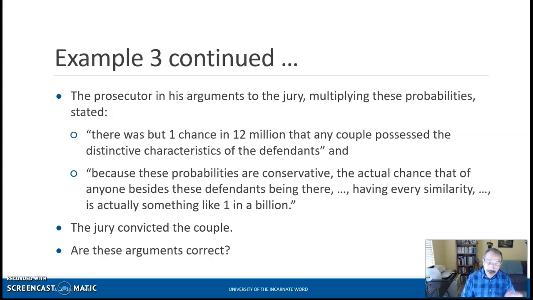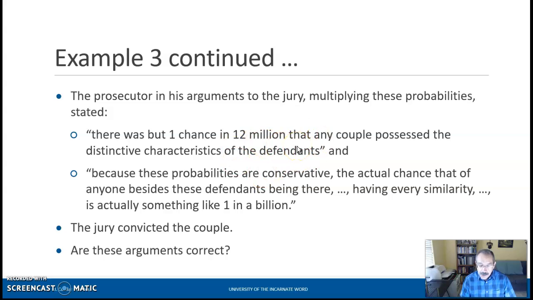Well, unfortunately, no one in this jury knew about the multiplication rule. They didn't know about the independence of events. And of course, they made a big mistake, because the fact that this couple is a very rare occurrence doesn't mean that they were there and that they were the ones that committed the crime. So a big confusion here.